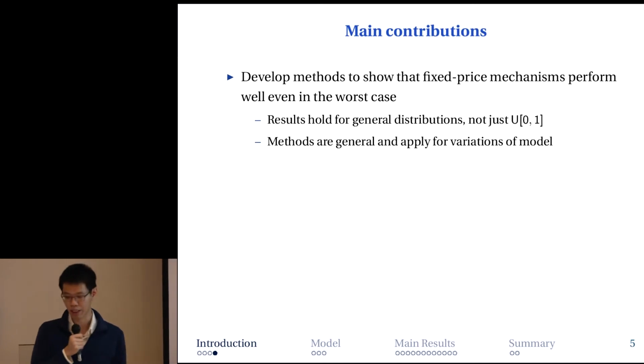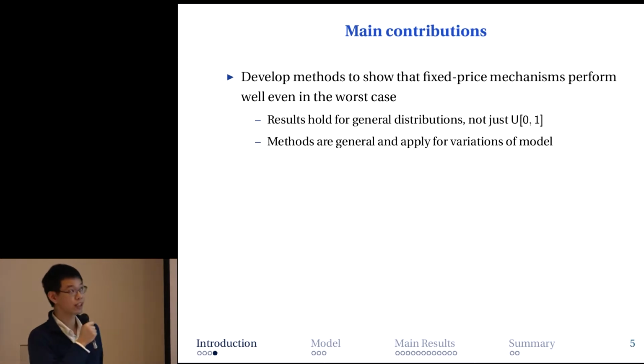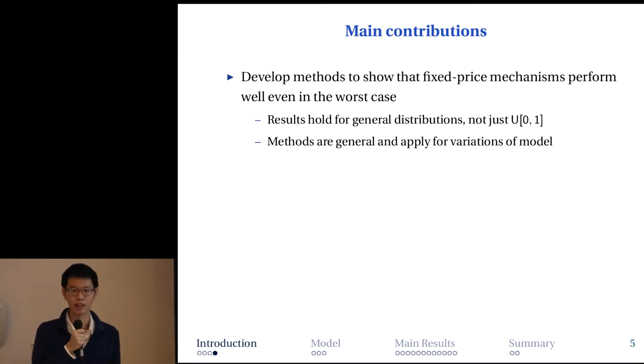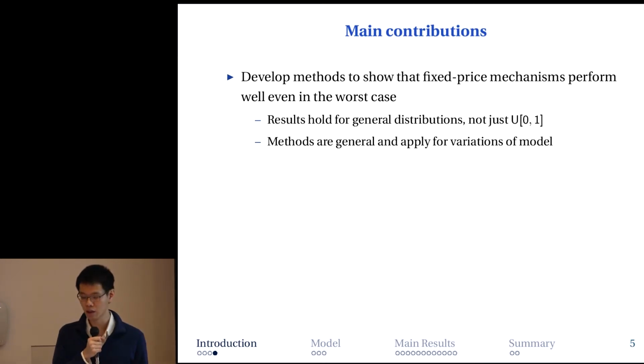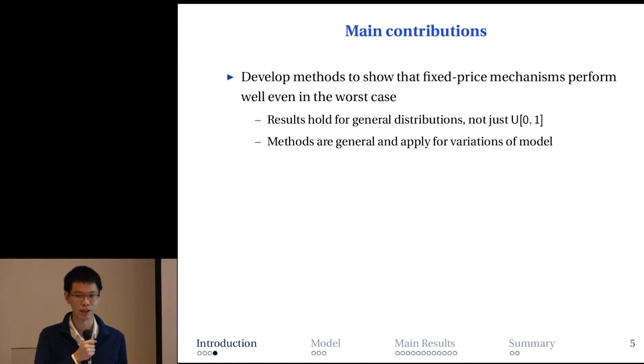Let me state the main contributions of this paper. First, it develops methods to show that fixed price mechanisms perform well even in the worst case scenario. So we'll extend the results from the previous example to show that it holds for general distributions, not just for the uniform distribution between 0 and 1. And moreover, our methods apply for different variations of this model.